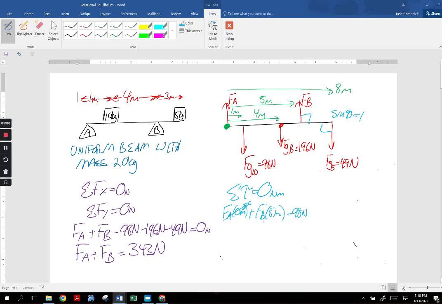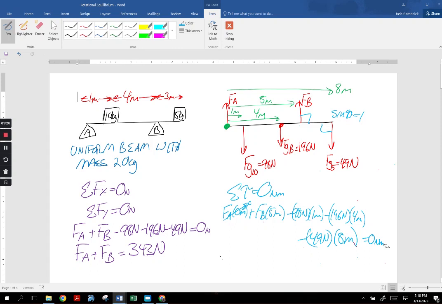Minus 98 newtons acting at a distance of 1 meter, minus 196 newtons acting at a distance of 4 meters. Sorry, I didn't do spacing very well here. Minus 49 newtons acting at a distance of 8 meters. And this should add up to 0 newton meters, as in that is the total value of the torque.